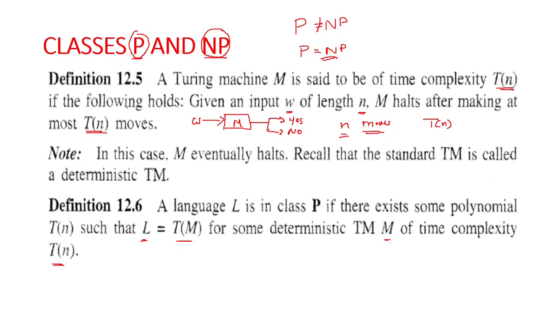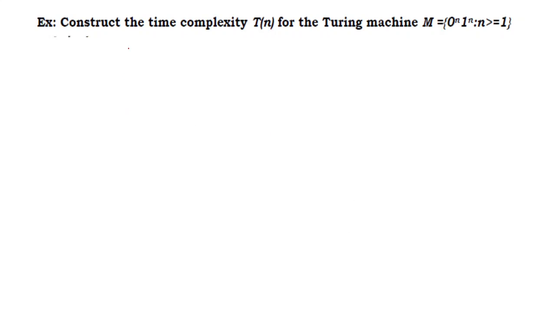Now let us calculate the time complexity of a Turing machine by considering some examples. Construct the time complexity T(n) for the Turing machine M for the language 0^n 1^n, where n is greater than or equal to 1. We have to calculate the time complexity, that is, the number of steps required to solve this particular problem. That depends on the string w, and of course on the length of w, which will be treated as n.